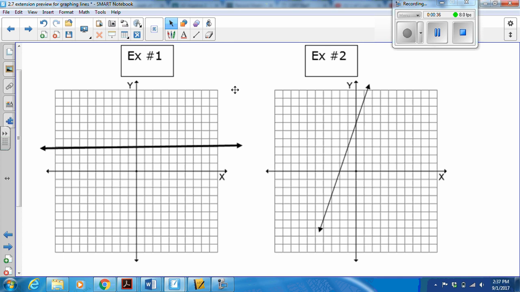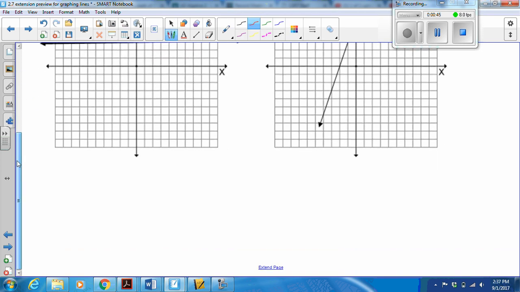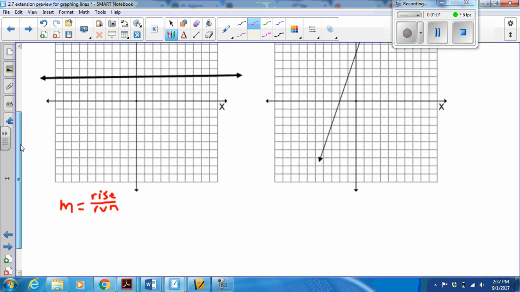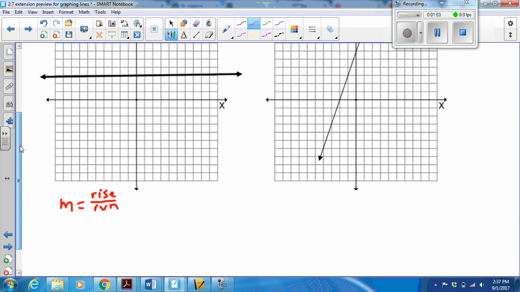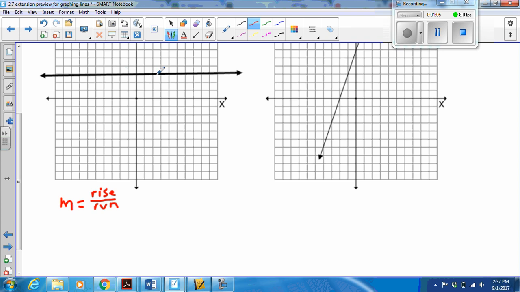So in order to figure out what our graph is, we have to know some things. The first thing we need to know is our slope. Remember, we use m for slope, and slope is rise over run. There are two ways to figure out your slope. One way is just to count your rise as well as your run, or you can find 2 points on your graph and figure that out.